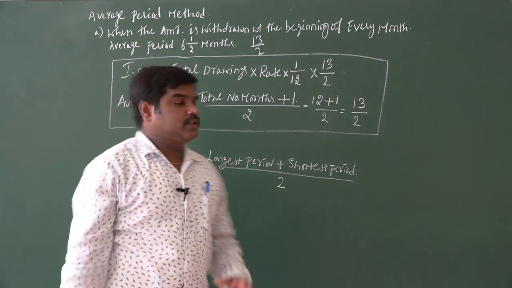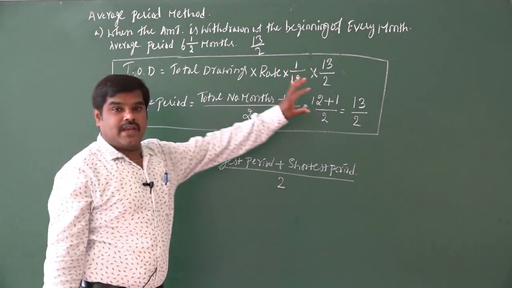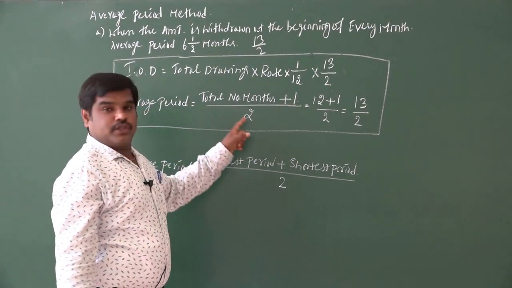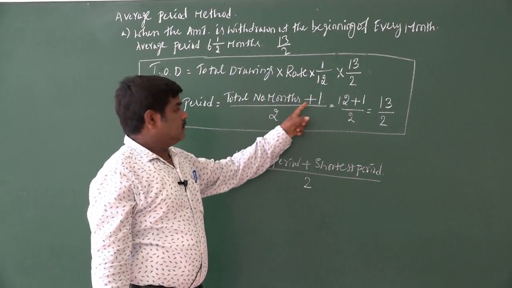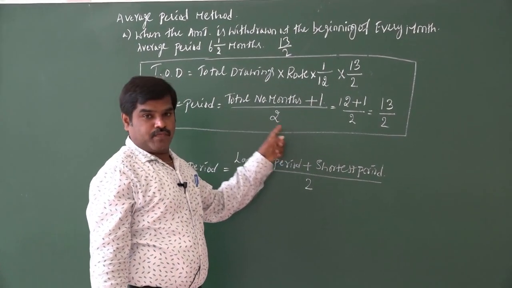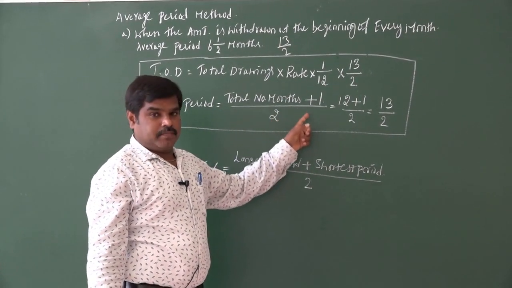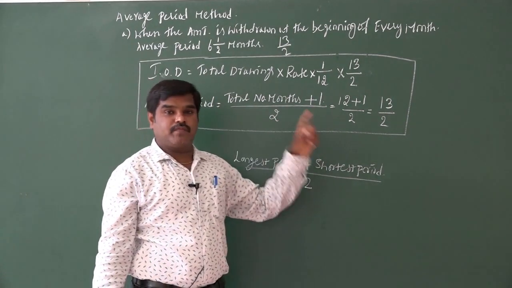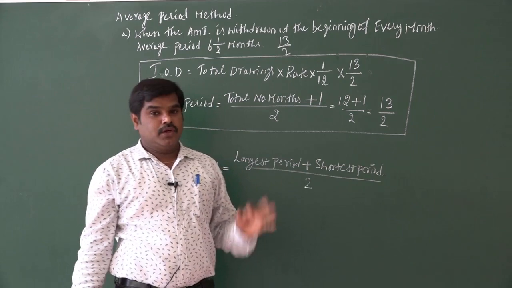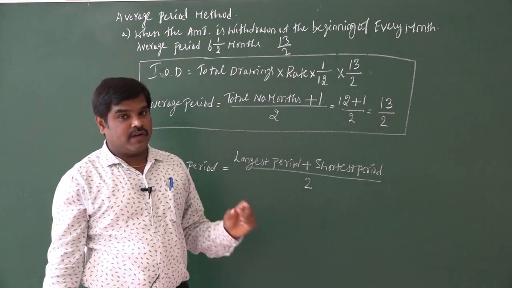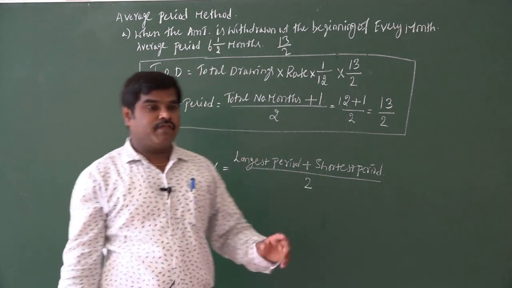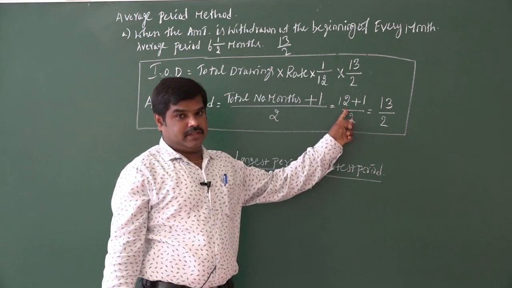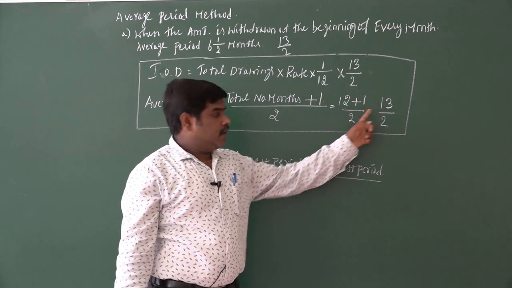In the NCERT textbook, average period is calculated like this: average period is equal to total number of months plus 1 divided by 2. Total number of months means total number of months in one financial year. So total number of months in one financial year, how much? 12 months. Plus 1, divided by 2.